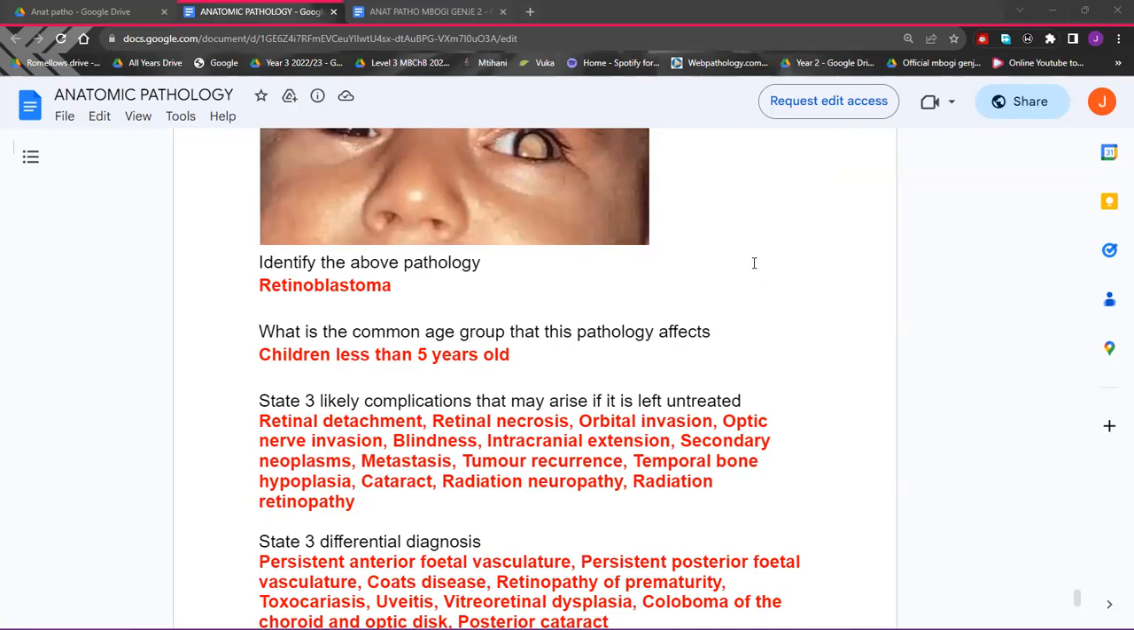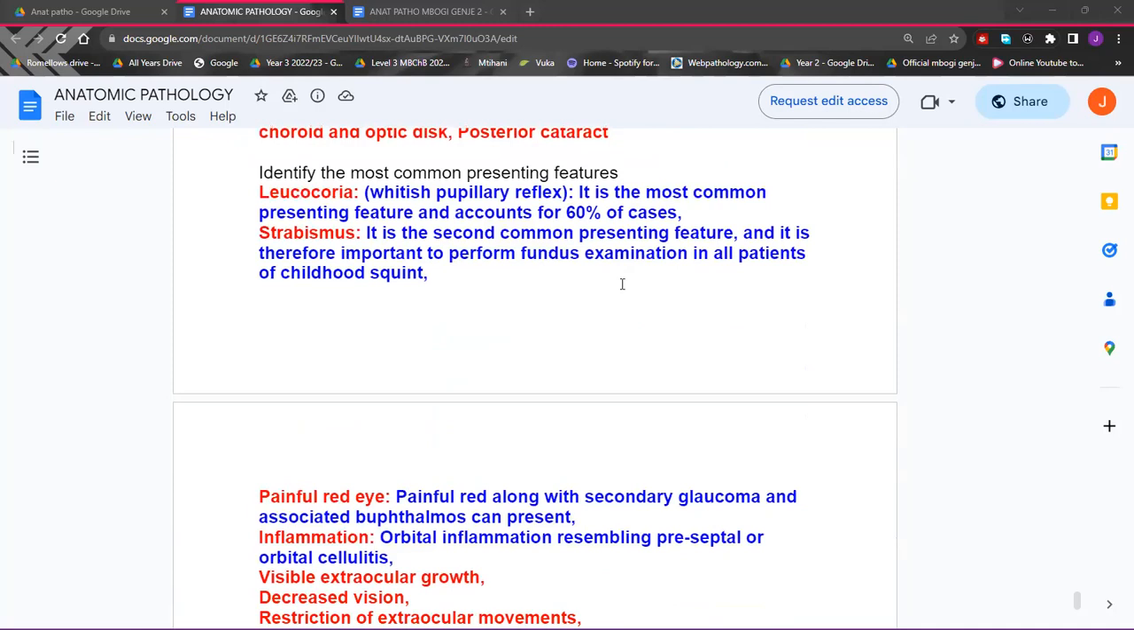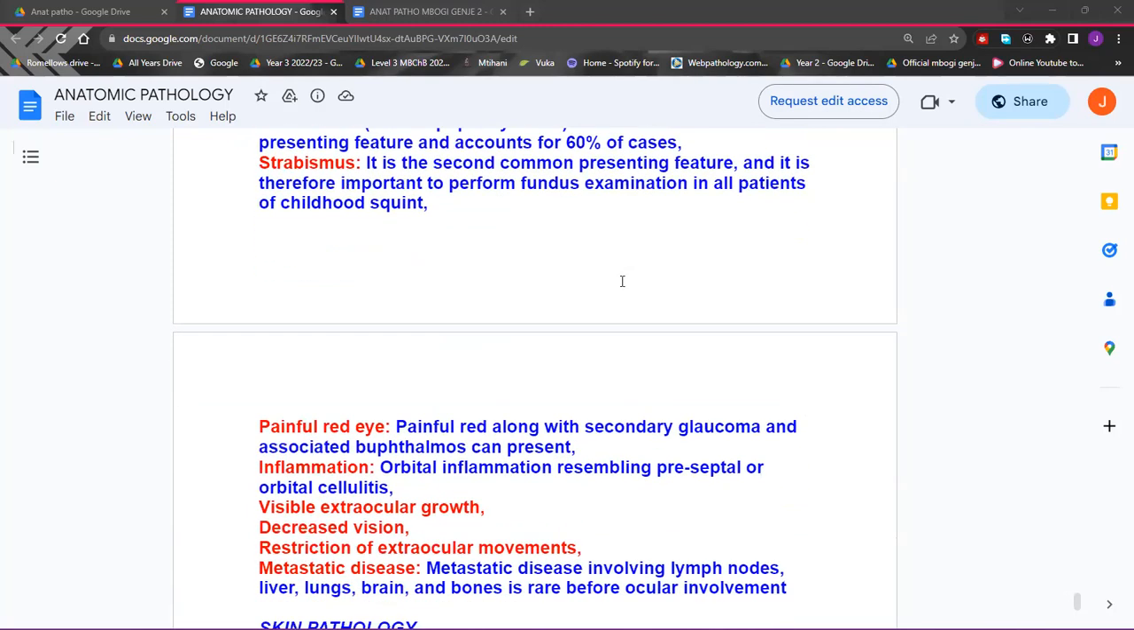So identify the most common presenting features of this. Someone has already mentioned one. Leukochoria. This is a whitish papillary reflex and is the most common presenting feature and accounts for 60% of the cases. Someone already mentioned strabismus, the second most common presenting feature, and is therefore important. So basically the presenting features will include leukochoria, strabismus, painful red eye, inflammation, decreased vision, restriction of extraocular movement, and metastatic disease. So it can spread to the lymph nodes, the liver, the lung, the bone, and all that. Any questions on that?